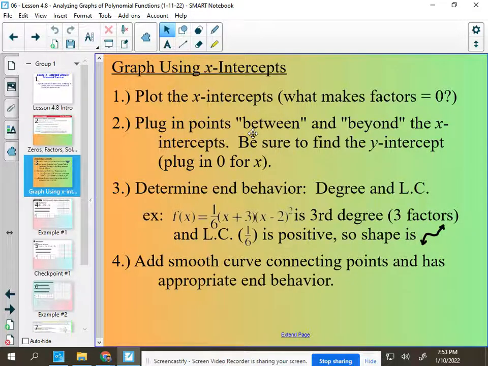Beyond means just one outside, one to the left and one to the right of your x-intercepts. And I'll ask you for your y-intercept. That's always going to be us plugging in 0 for x.